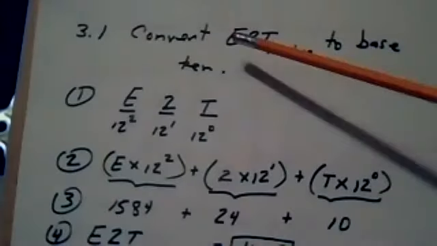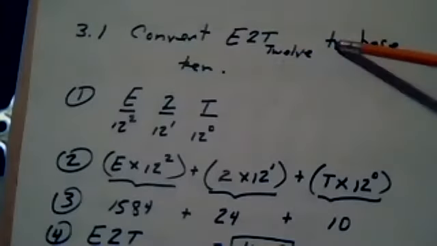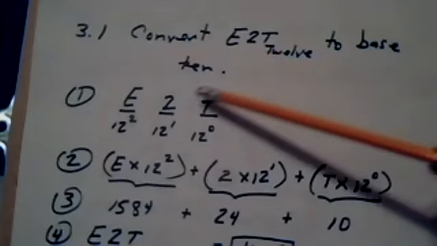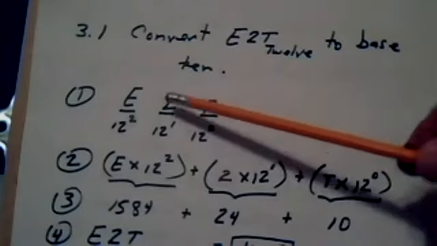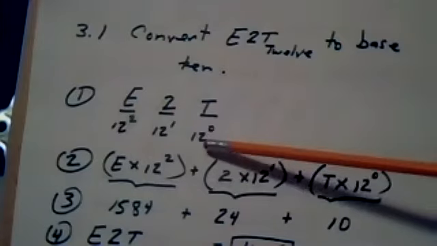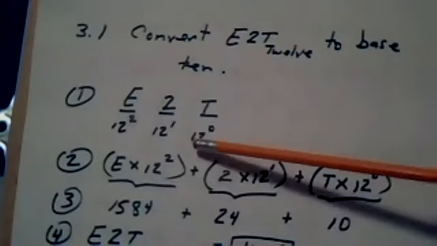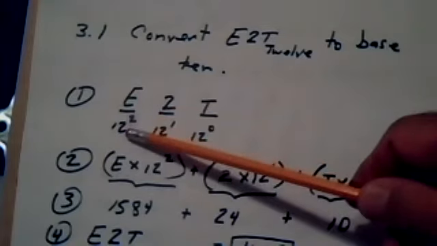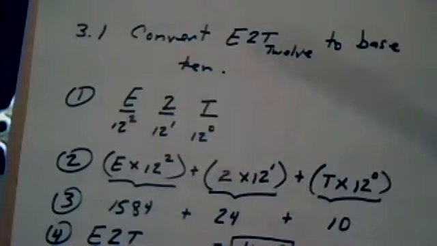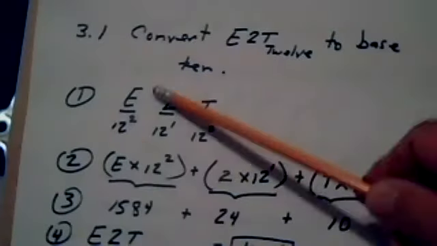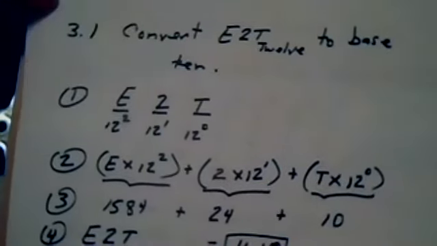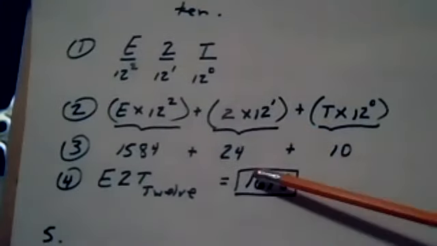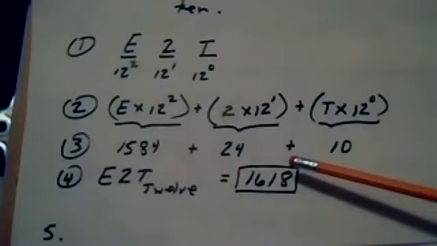Now we're going to convert a base 12 number to base 10. Again, we do exactly the same thing. You write out the number you're going to convert, and underneath each digit, you write its place value. This is base 12, so we start with 12 to the 0, 12 to the first, 12 to the second. You multiply each of these little groups, and then add those results, and you get 1,618 in base 10.